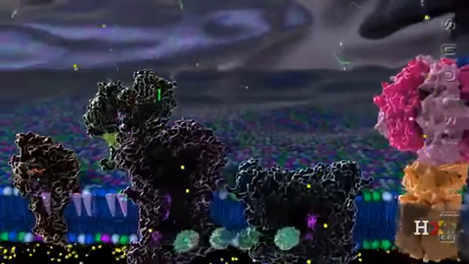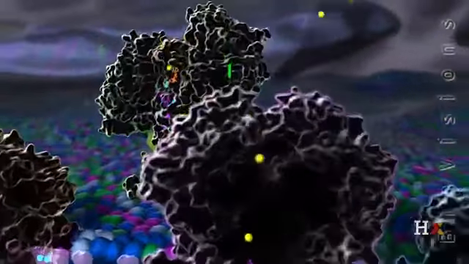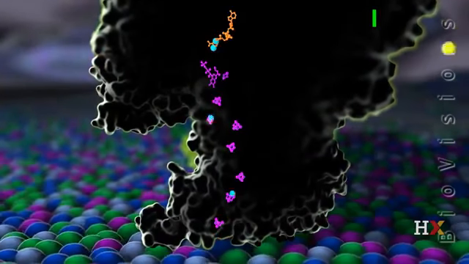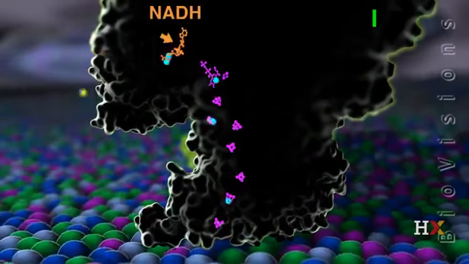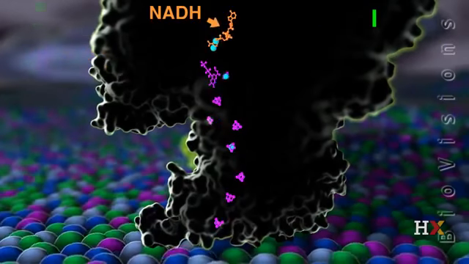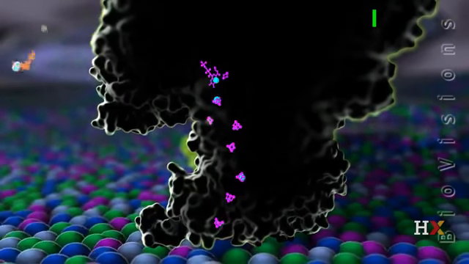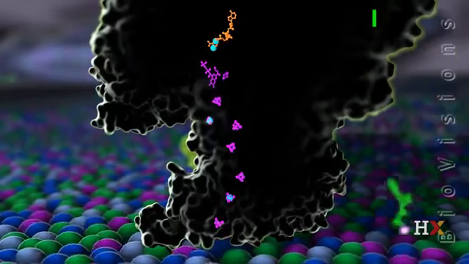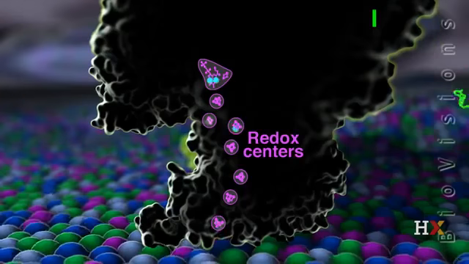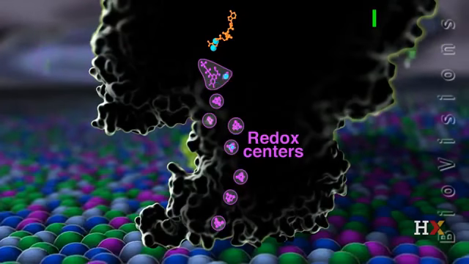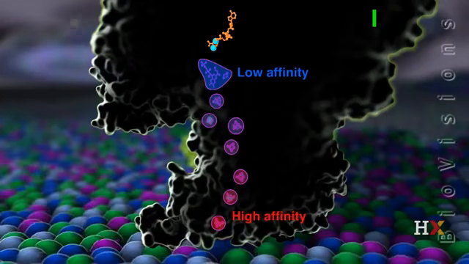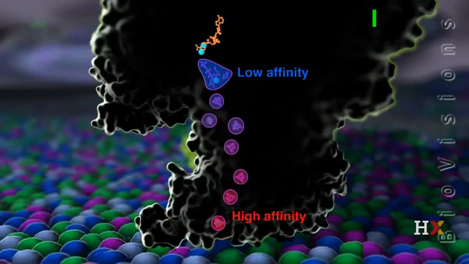Let's focus on complex 1. A byproduct of sugar metabolism called NADH deposits 2 high-energy electrons in complex 1, where they are passed along a chain of redox centers. Redox centers are clusters of atoms that have different affinities for electrons based on their unique atomic configurations.